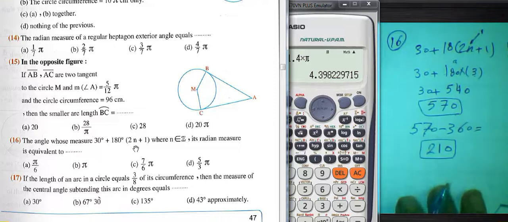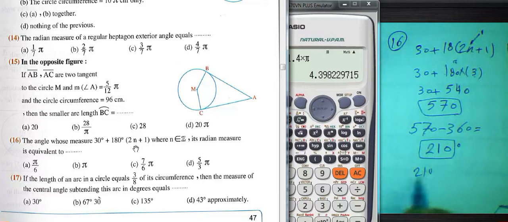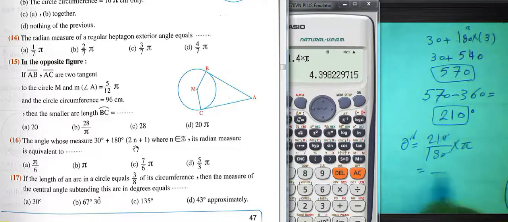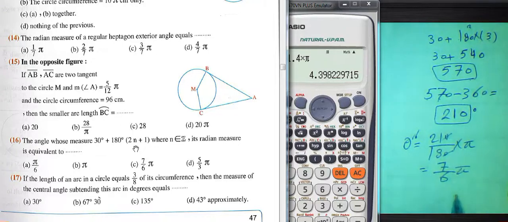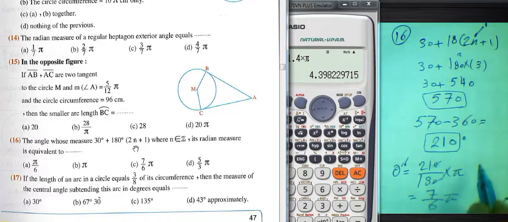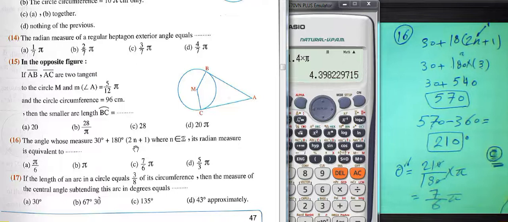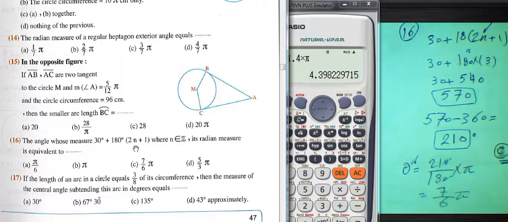We can convert this angle from degrees to radians. Theta in radians equals 210 over 180 multiplied by pi. We can cancel the zeros and divide by 3, giving 7 over 6 pi. For this question we'll choose letter C. Don't forget, you must choose, circle, and color your answer here.